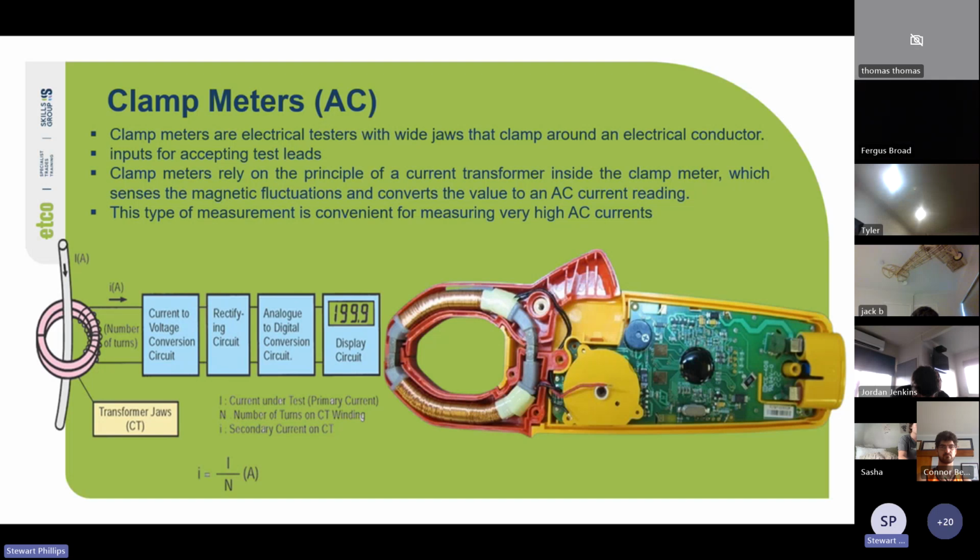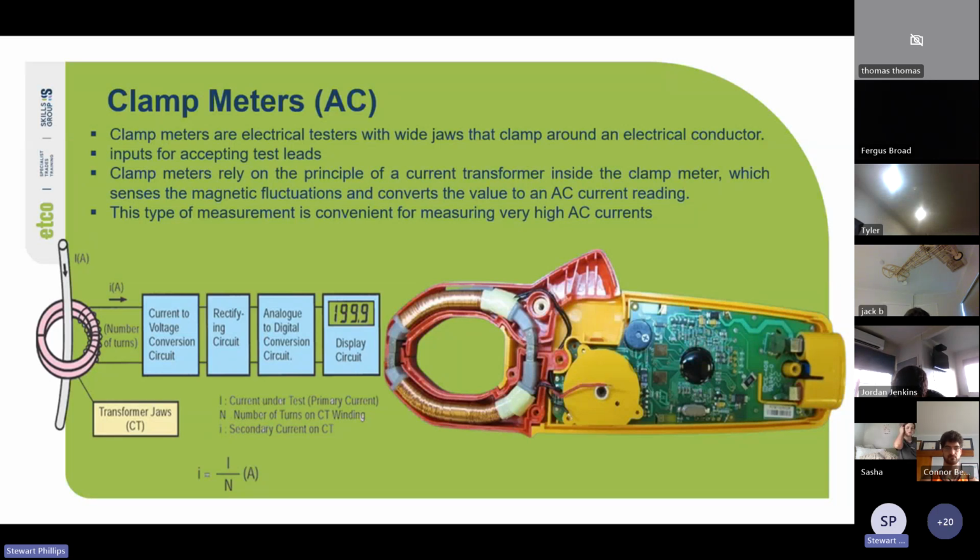Clamp meters rely on the principle of a current transformer inside the clamp meter, which senses the magnetic fluctuation and converts the value to an AC current reading. This type of measurement is convenient for measuring very high AC currents. Normal clamp meters are not good for measuring low current.